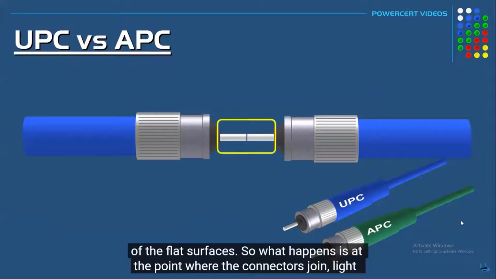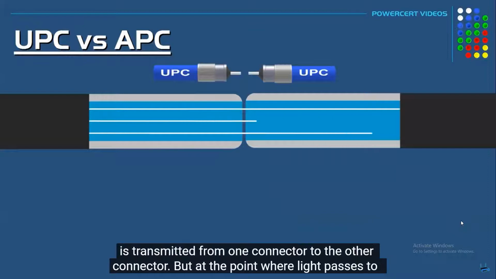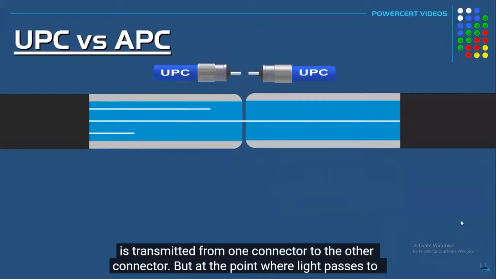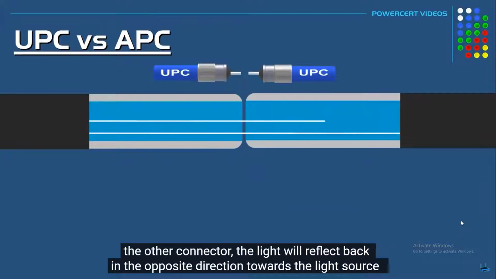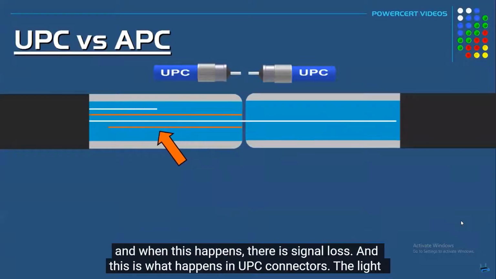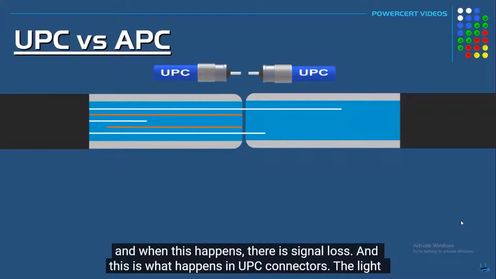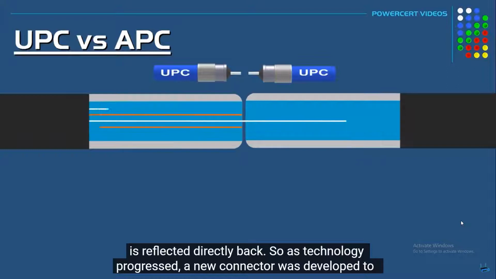So what happens is at the point where the connectors join, light is transmitted from one connector to the other connector. But at the point where light passes to the other connector, the light will reflect back in the opposite direction towards the light source. And when this happens, there is signal loss. And this is what happens in UPC connectors. The light is reflected directly back.